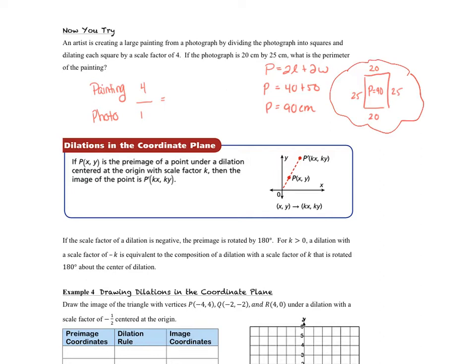So the painting was 4:1, and the perimeter of the photo is 90. So I'm wondering what the perimeter of the painting will be. 90 centimeters. So now I'm going to cross multiply. 4 times 90 is 360 centimeters is equal to 1x. And so that has to be my answer.